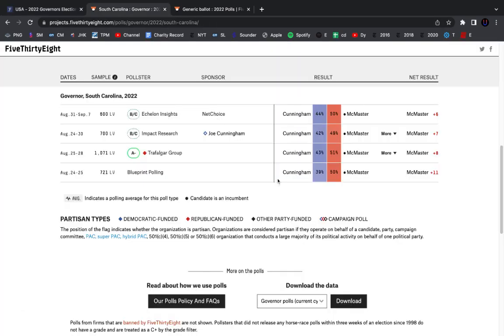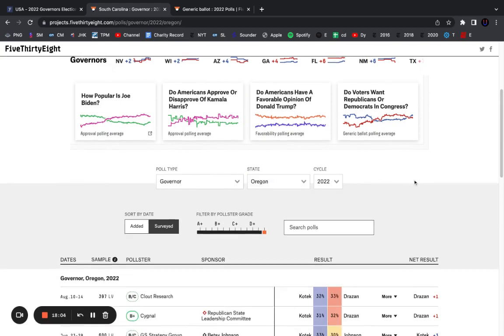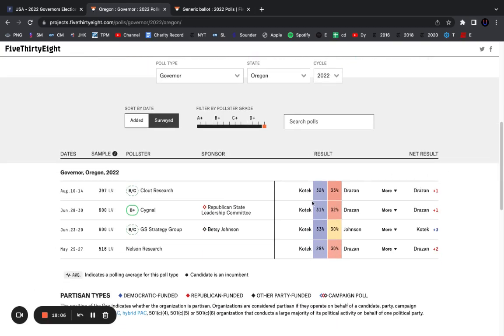Oregon, I was originally concerned that it would surprise me and elect a Republican, but Oregon's going to be really weird because we have three candidates who actually have a chance of winning. We have Tina Kotek, the Democrat. Christine Drazan, who I think is the minority leader of the Oregon State House for the Republicans, and then Betsy Johnson, the former Democratic state senator who left the party and is running as an independent.